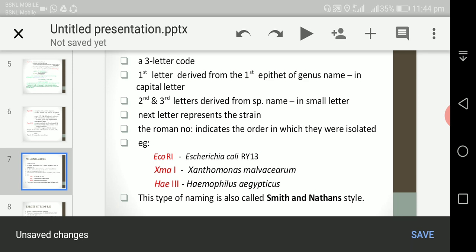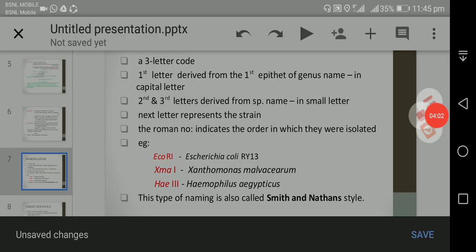And the next letter represents the strain from which it is derived. Here R is the next letter, derived from the strain RY13. And the Roman number which comes after that indicates the order in which they were isolated. So, this type of naming is also called Smith and Nathans style.